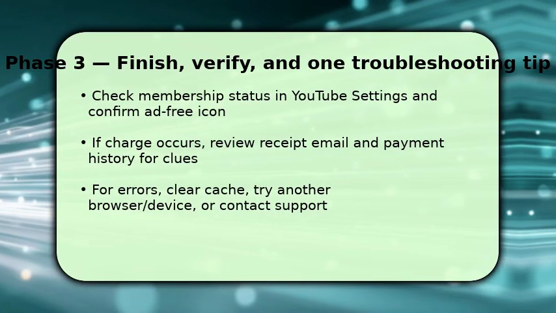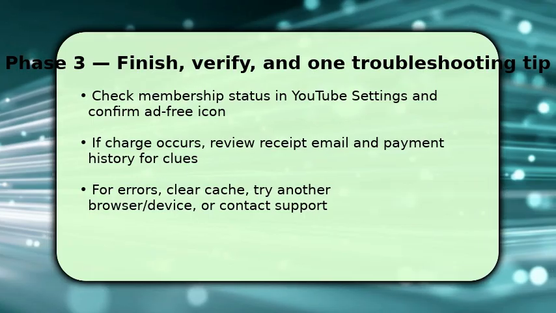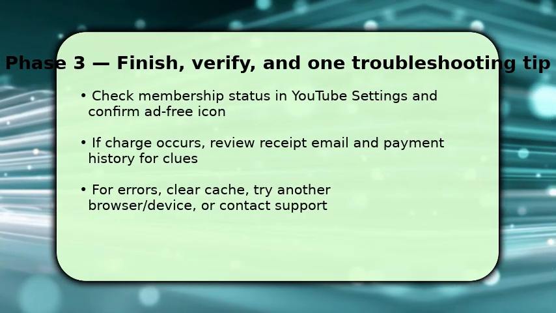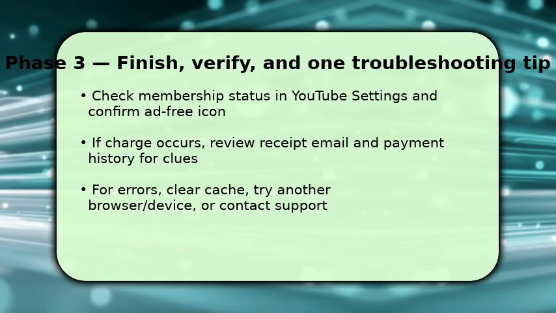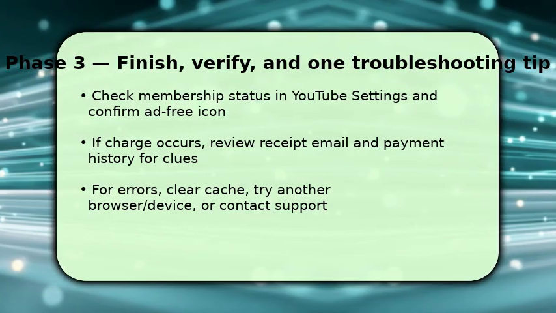If you were charged full price, check the receipt, email, and payment history to see whether the coupon applied. Sometimes it shows as a separate line. If the coupon fails, clear app cache, try another browser or device, and retry. If problems persist, contact Google support with the coupon code and receipt.